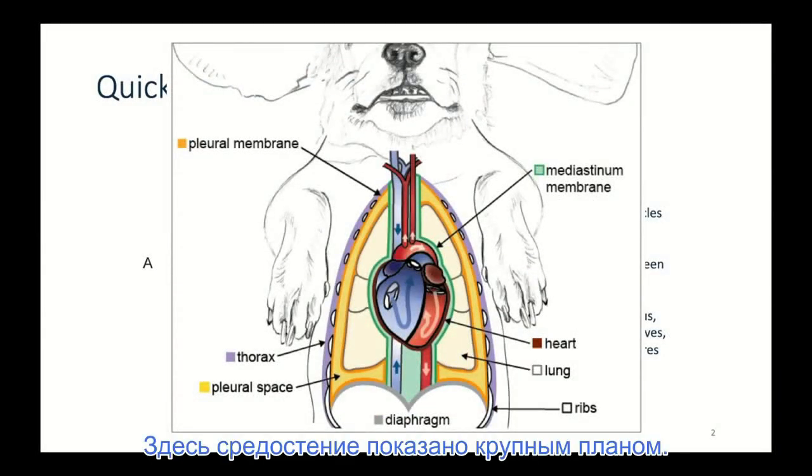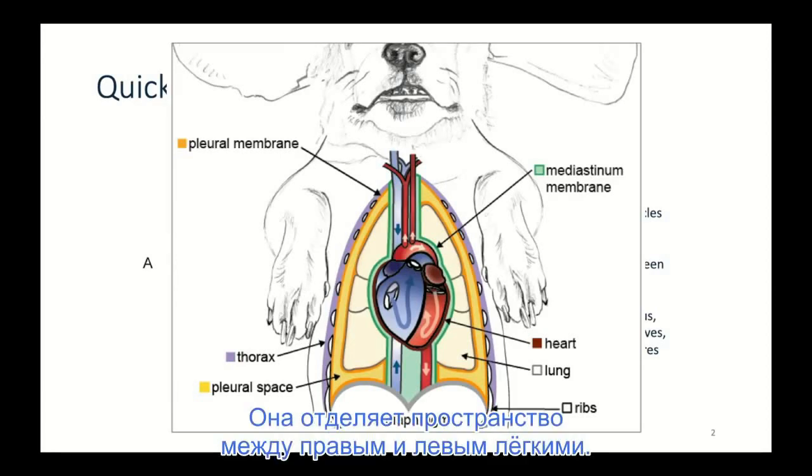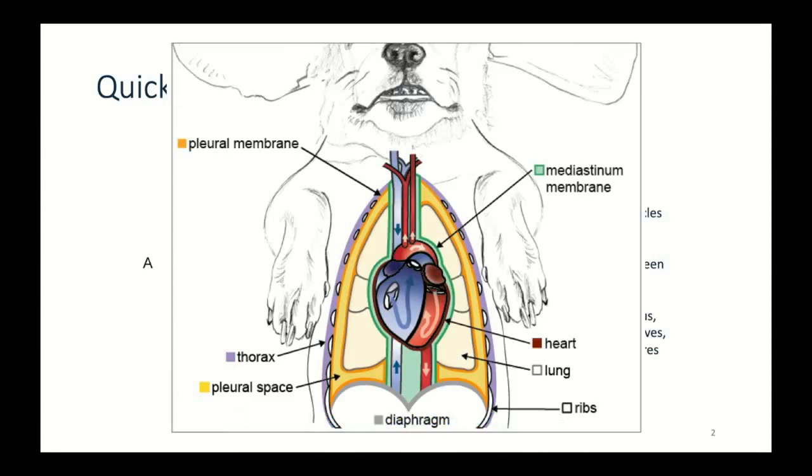Here's a closer up view of the mediastinum. So you can see the mediastinum membrane is indicated by the green area, and it outlines the gap in between the left and the right set of lungs. And that's, of course, where the heart is, where the trachea is, the esophagus, etc.